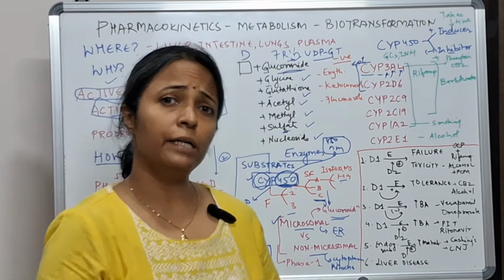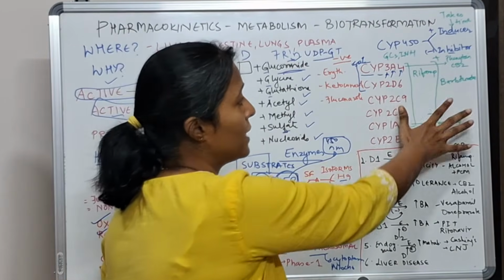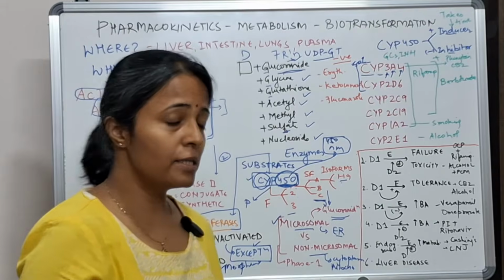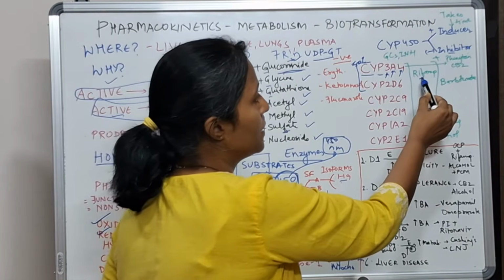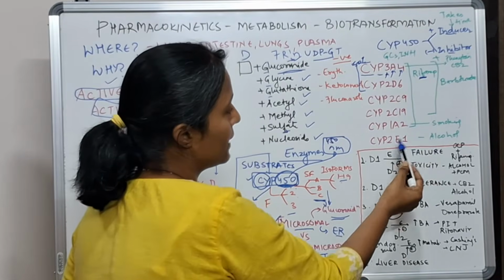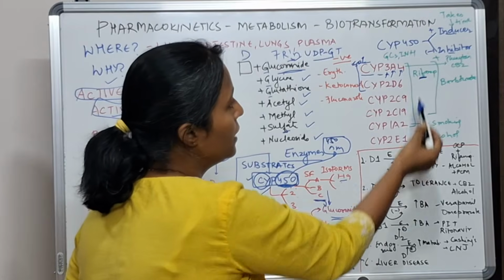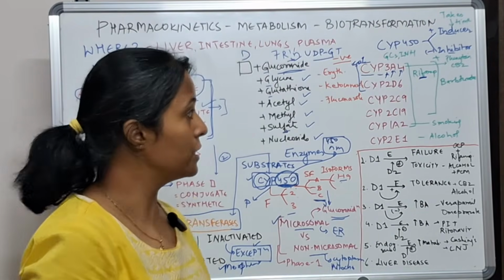Now there are some inducers and inhibitors, as I already told you. The most common ones I have mentioned here, but again you will see some other drugs as well, right? So we have rifampicin, which is an antitubercular drug, which is an inducer of all these enzymes except CYP2E1. It induces all these enzymes. That means it increases the activity of these enzymes.